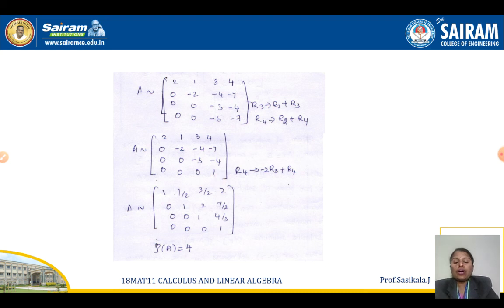So you can see all of them are non-zero rows. But one more thing you should check, the first entry of each non-zero row must be 1. The last is already 1, but the remaining are 2, minus 2, minus 3. What you can do: first row divided by 2, you'll get 1, 1/2, 3/2 and 2. Then the second row divided by minus 2: 0, 1, 2, then 7/2. The next one divided by minus 3: 0, 0, 1 and 4/3. The last row remains the same.